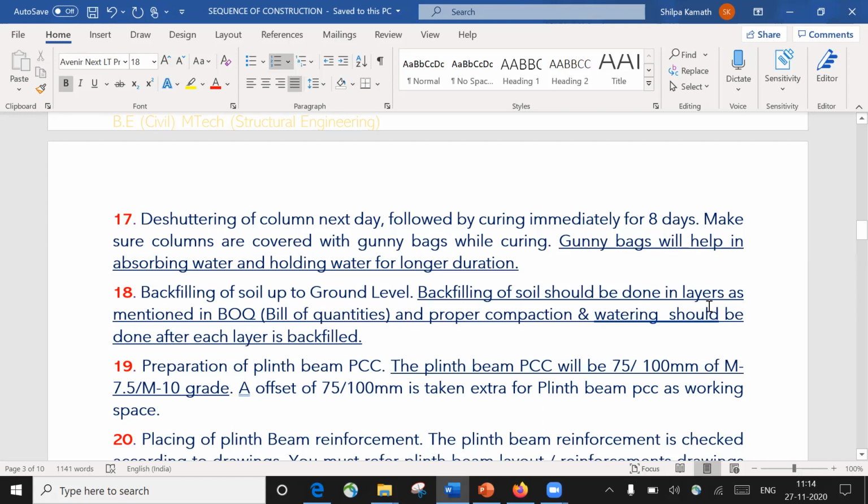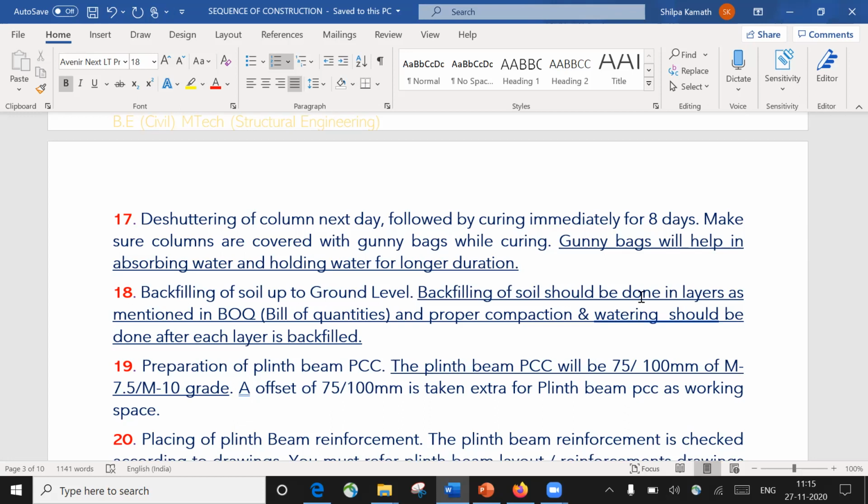Backfilling of soil should be done in layers, as mentioned in the BOQ. BOQ stands for bill of quantities, and proper compaction and watering should be done after each layer is backfilled. What do you mean by this? See, let us say you've done 1.5 meter of excavation. When it is done, you cannot backfill the soil at once. You cannot bring in an excavator or a JCB and tell him to backfill all the soil at once. That 1.5 meter of soil will not be backfilled at once. If you do it like that, then the settlement of your footing will happen. So usually what we do is we fill it in layers.